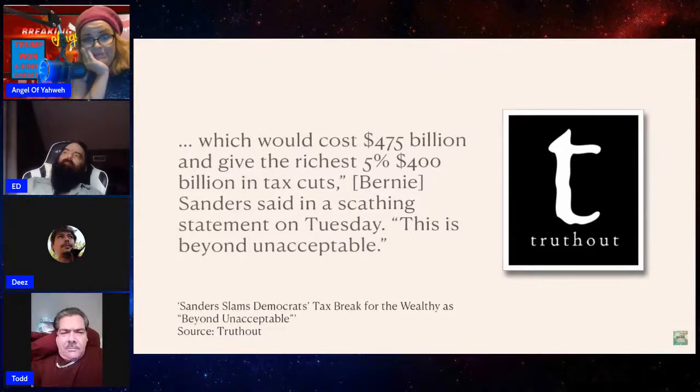Bernie Sanders said in a scathing statement on Tuesday, "This is beyond unacceptable." It's not beyond unacceptable. It's totally within the remit of acceptability. It's completely ordinary, recognizable, consistent behavior and legislation. If the function of government is to manage dissent, extract wealth, place it in the hands of private institutions. If that's its function, it's doing a damn good job. But that's just what I think.